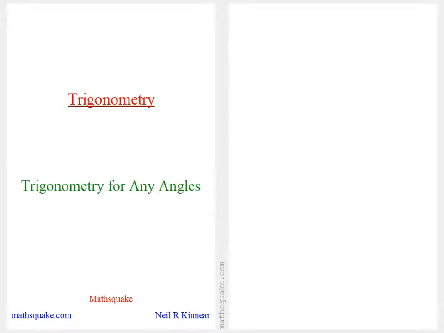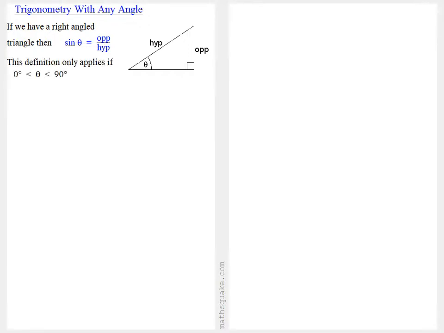Trigonometry, the trig ratios for any size angles. Trigonometry with any angle. If we have a right-angled triangle, then the sine of theta is the opposite over the hypotenuse. But this definition only applies if theta lies between 0 and 90 degrees, because it's an angle in a right-angled triangle.